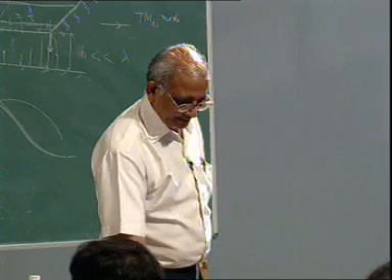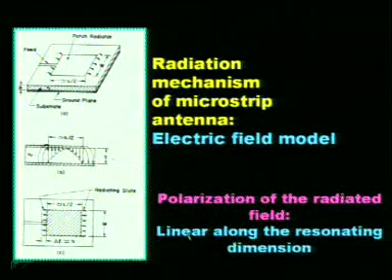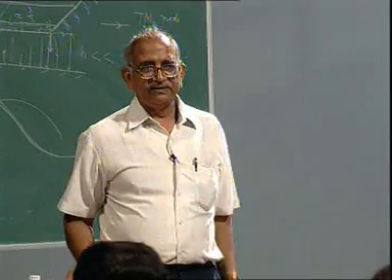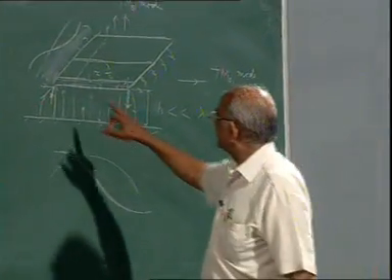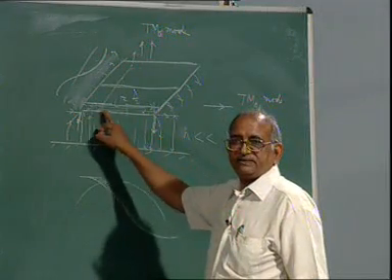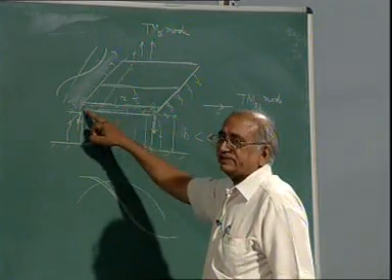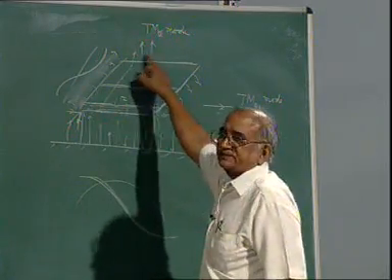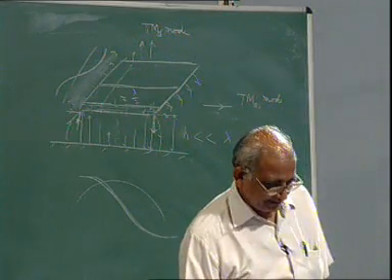So, we have talked about polarization of the radiated field, and it is linear along the resonating dimension. Whatever we say for the TM10 mode, this was the resonating dimension and it was linear like this. For TM01 mode, this was the resonating dimension and it is linear along this. You can remember it like this.